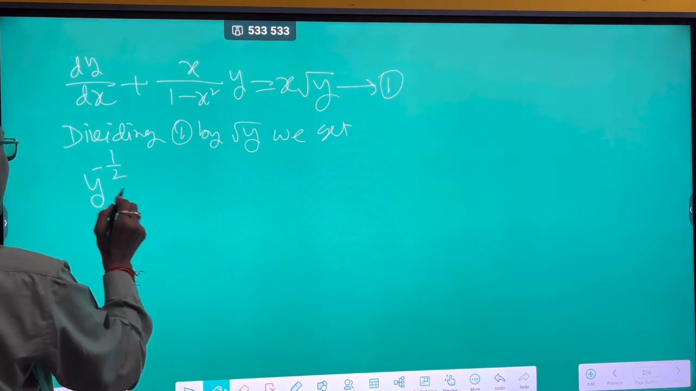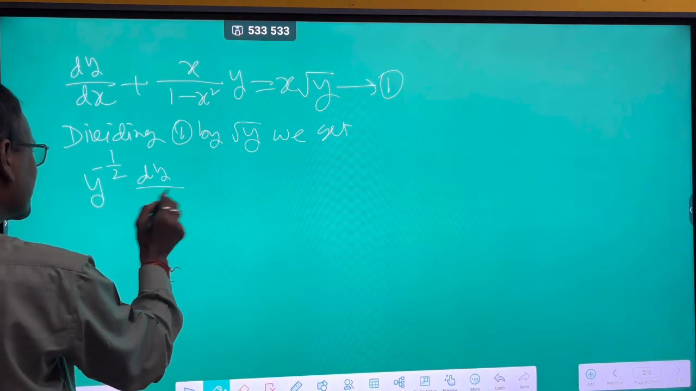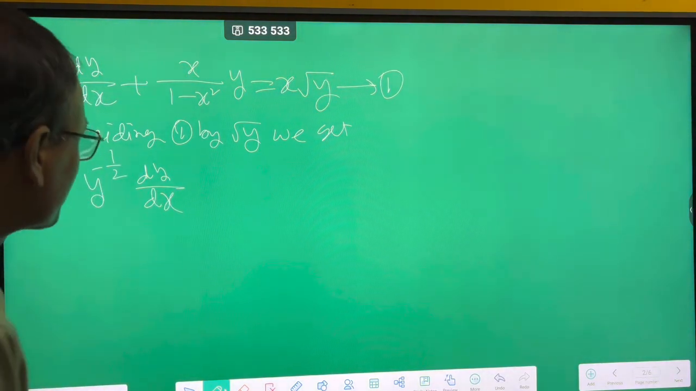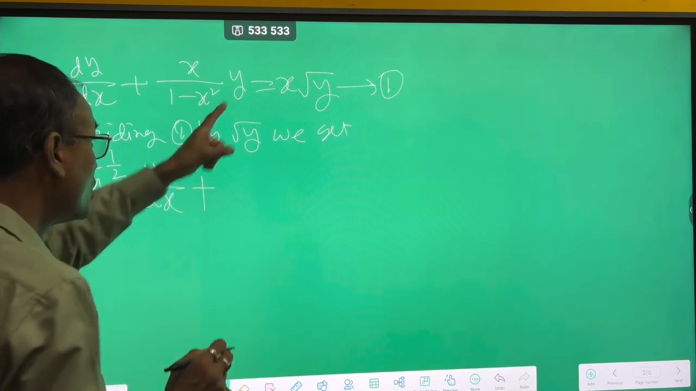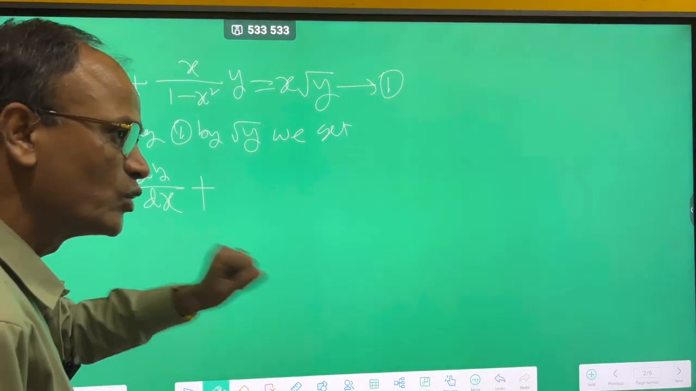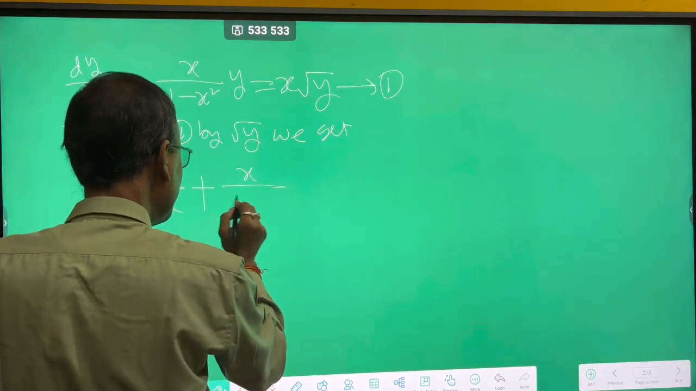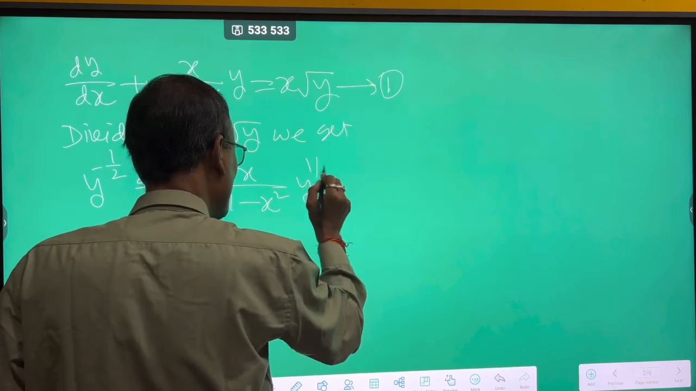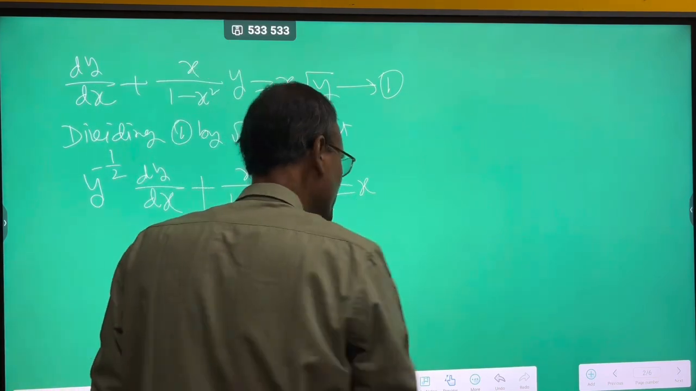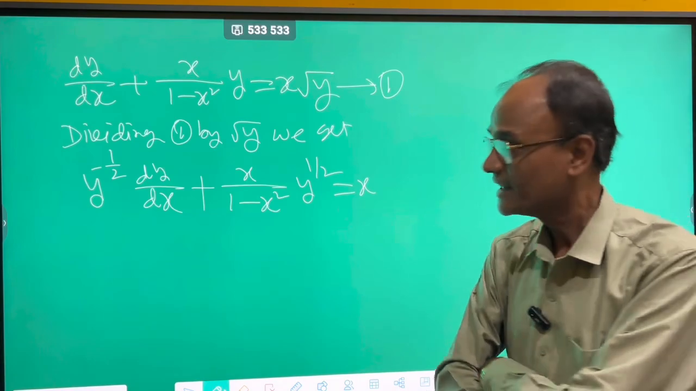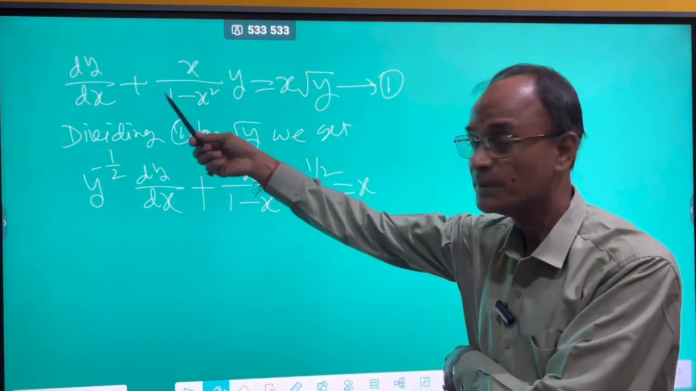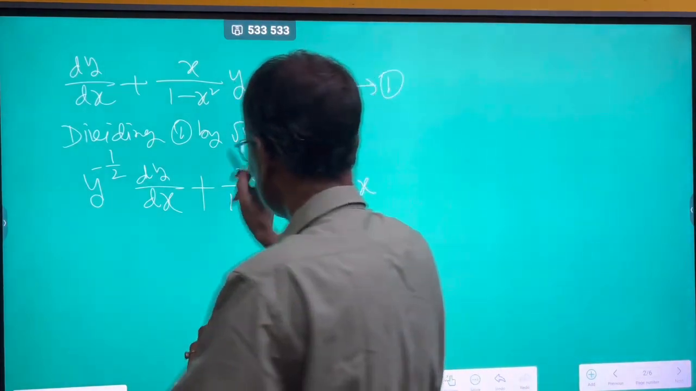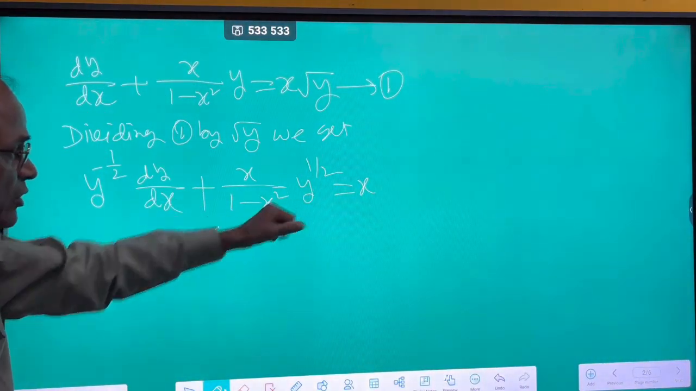Y to the power minus half dy by dx plus y by root over y, which means y to the power half, equal to x. You may write like this. Dividing by root over y, root over y means y to the power half. Y by root over y means root over y. You may write like this.